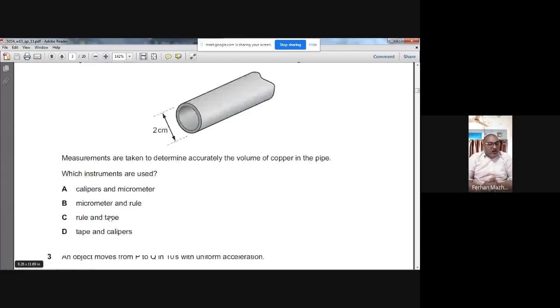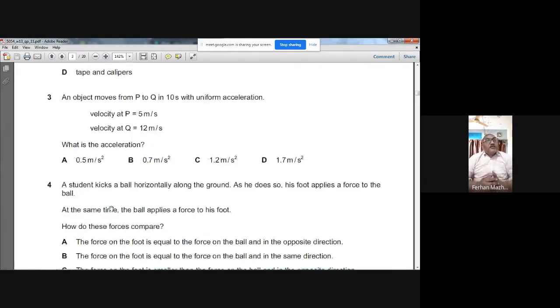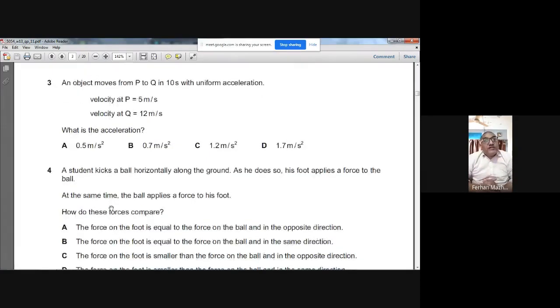Next question. An object moves from P to Q in 10 seconds with a uniform acceleration. Velocity at P is 5 meters per second. Velocity at Q is 12 meters per second. What is the acceleration? Acceleration is change in velocity divided by time. The formula for the acceleration is V minus U, change in velocity, divided by time.